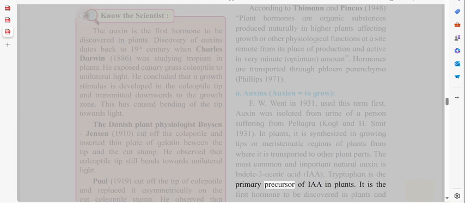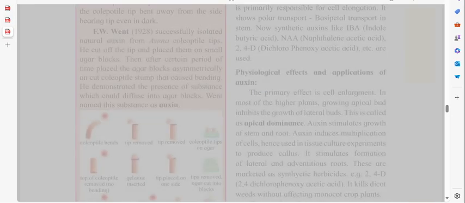Tryptophan is the primary precursor of IAA in plants. It is the first hormone to be discovered in plants and is primarily responsible for cell elongation. It shows polar transport, basipetal transport in stem. Now synthetic auxins like IBA, indole butyric acid, NAA, naphthalene acetic acid, 2,4-D, dichlorophenoxyacetic acid, etc. are used. Physiological effects and applications of auxin. The primary effect is cell enlargement.